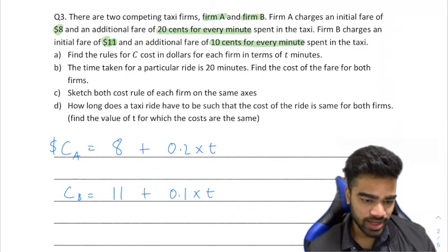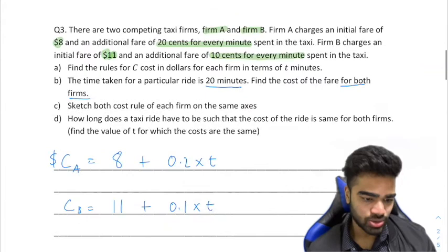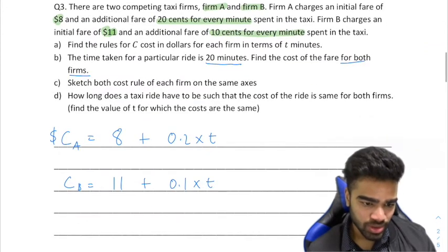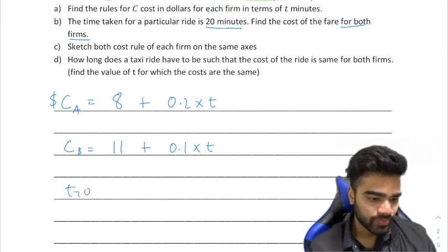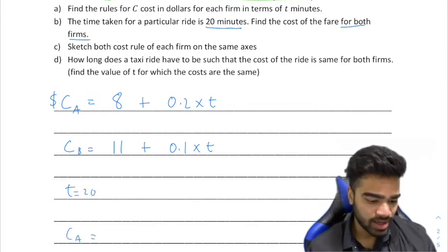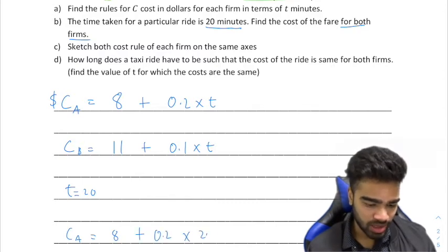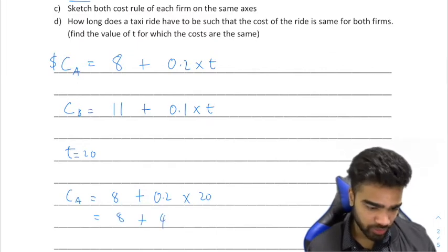Okay, the time taken for a particular ride is 20 minutes. Find the cost of fare for both firms. Let's do it. So time taken is 20 minutes. So time is measured in minutes, so T is equal to 20. Let's sub it into C of A. So firm A costs 8 plus 0.2 times 20. So that's 8 plus, it's going to be 4.